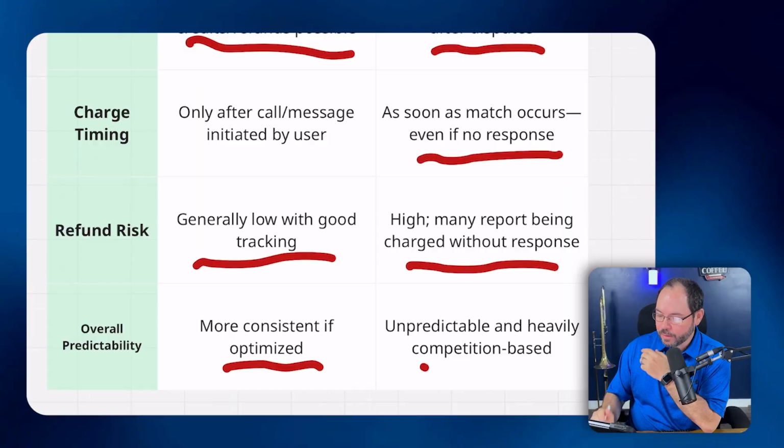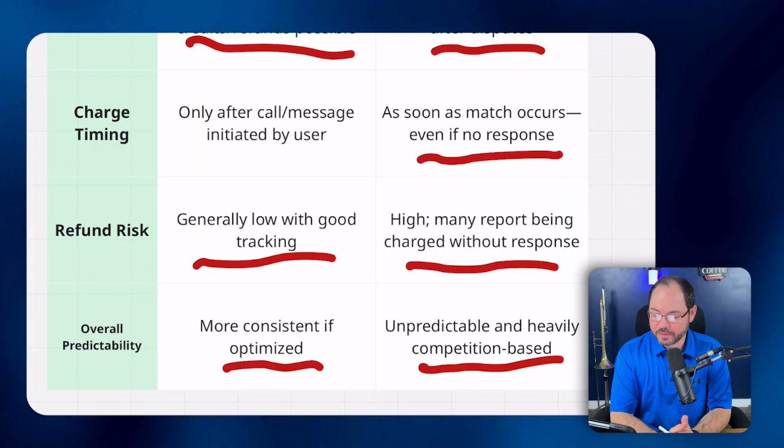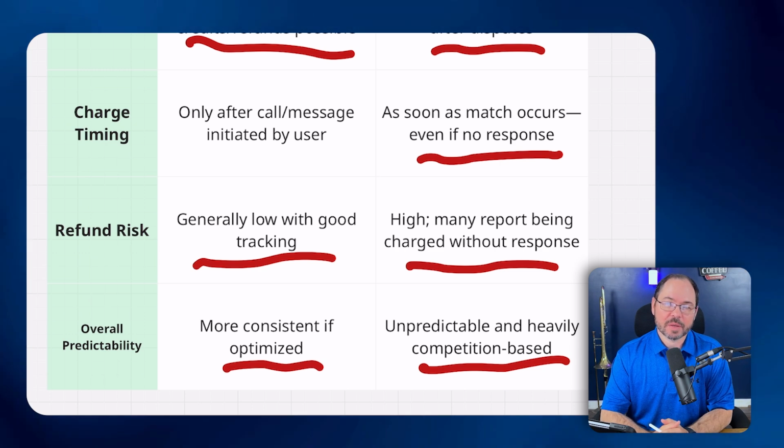So if you're running local service ads or Google Ads and you're optimizing the Google Business Profile, you're optimizing the pay-per-click ads, they're going to get better with time as long as they're optimized the right way. It's just boring work, but it can be done well. It's unpredictable as far as Thumbtack is concerned, and of course it's heavily competition based. You have a lot of people that are early in their business that don't have a brand built yet, so a lot of people are competing for these leads. So it's going to be a lot more competitive.